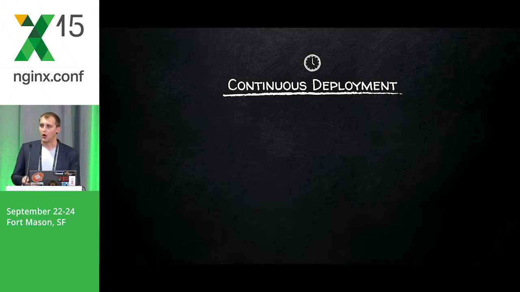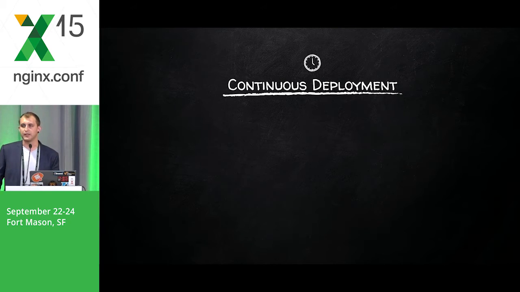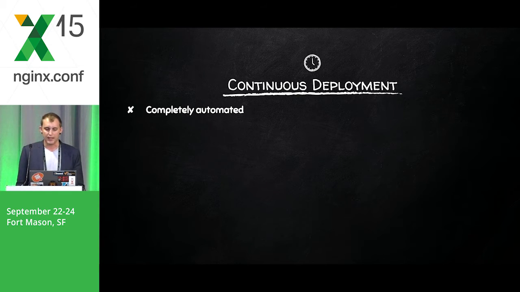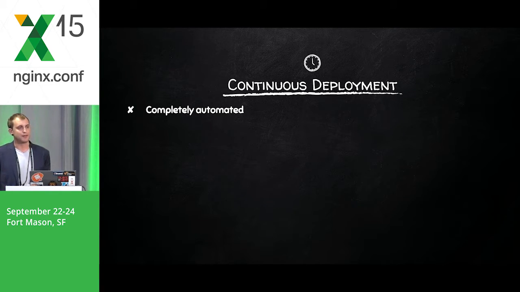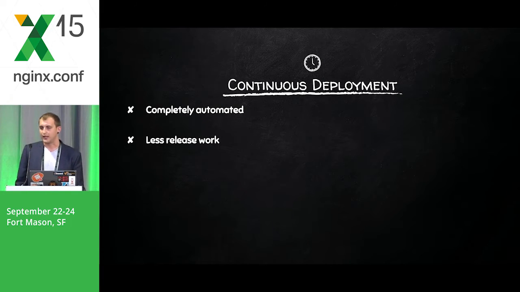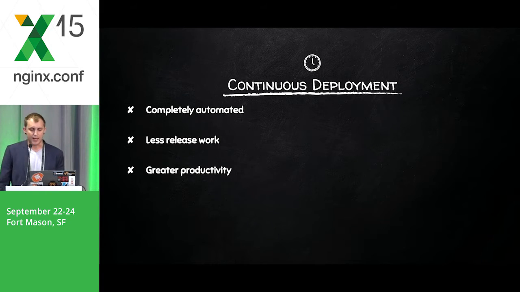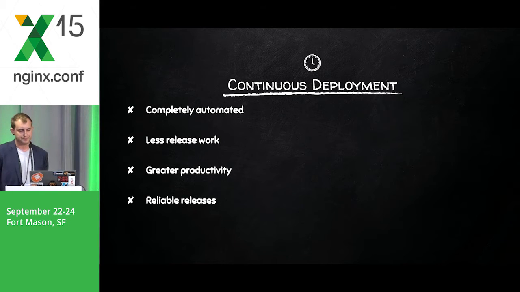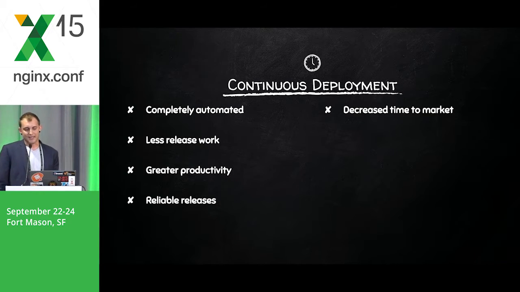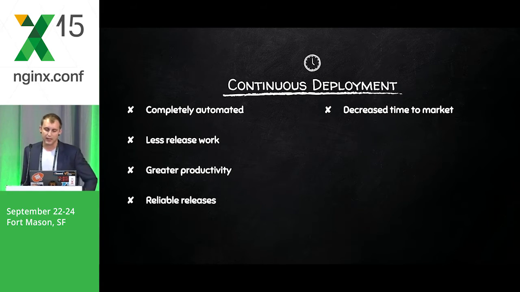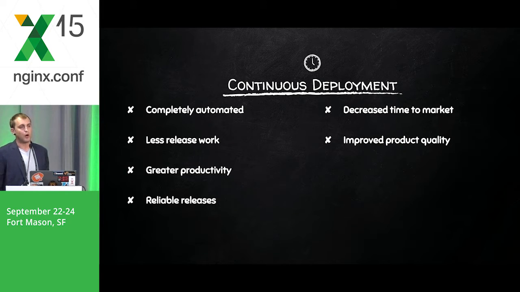So, what's the idea there? Continuous delivery. You'll probably hear it day in and day out for the rest of the conference, but continuous delivery is a completely automated system. It allows you to spend less time doing release work, increases your productivity, and ensures reliable releases. It decreases your time to market for things like new features, bugs, etc. And that improves your product quality.